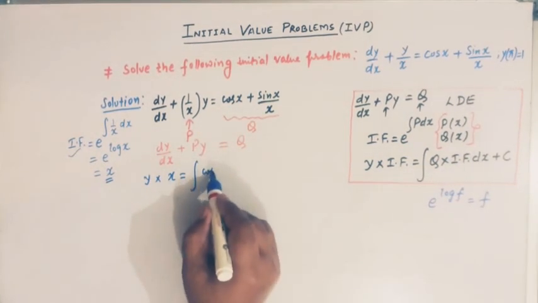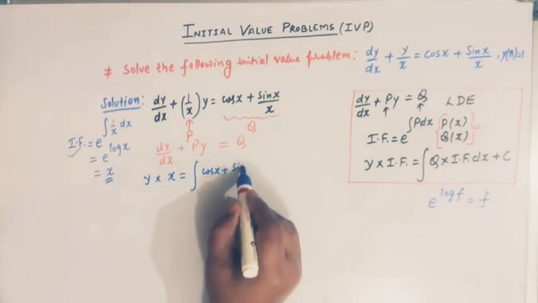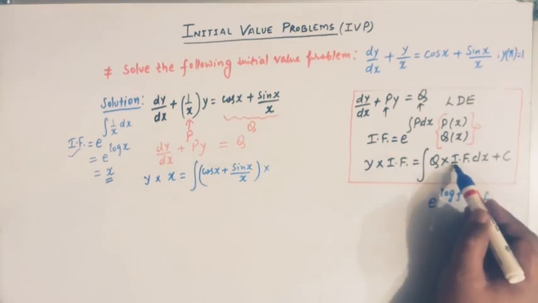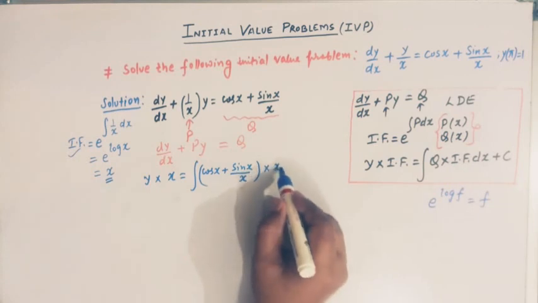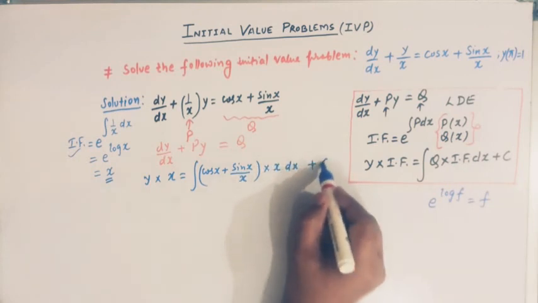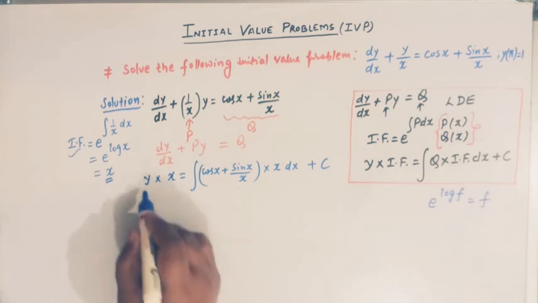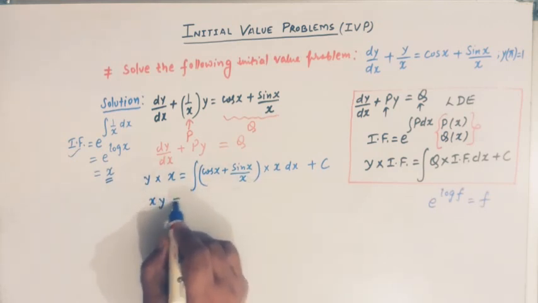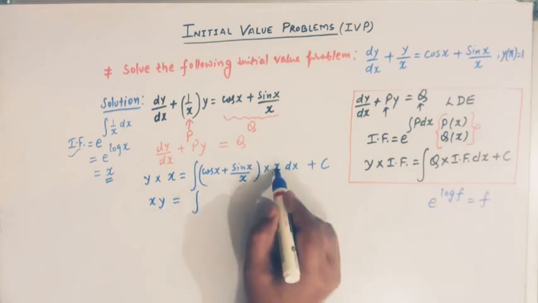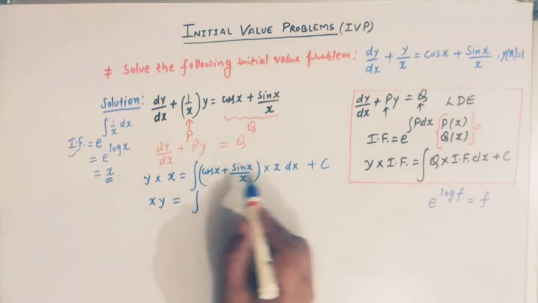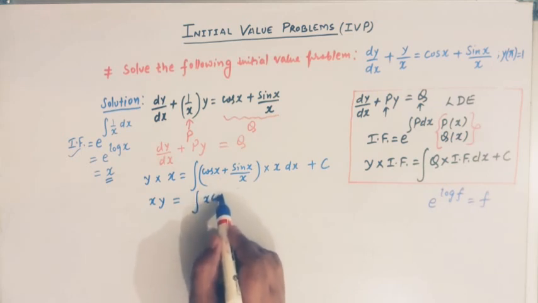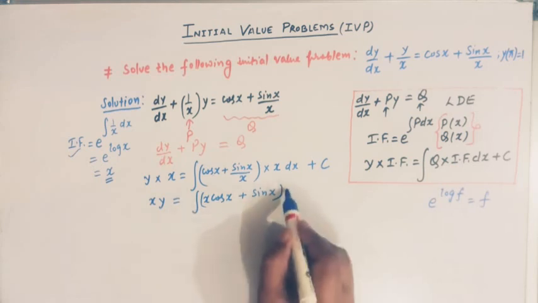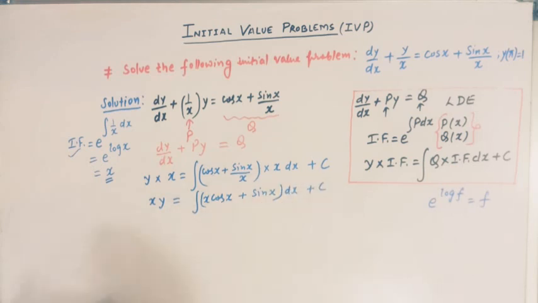Q is here cos x plus sin x over x, multiplied by the integrating factor, which is x, right? And c is the constant of integration. So now we can write this expression as xy is equal to the integral of multiplying these two terms by x. Here we have x cos x, here we have sin x, and dx plus c, right?